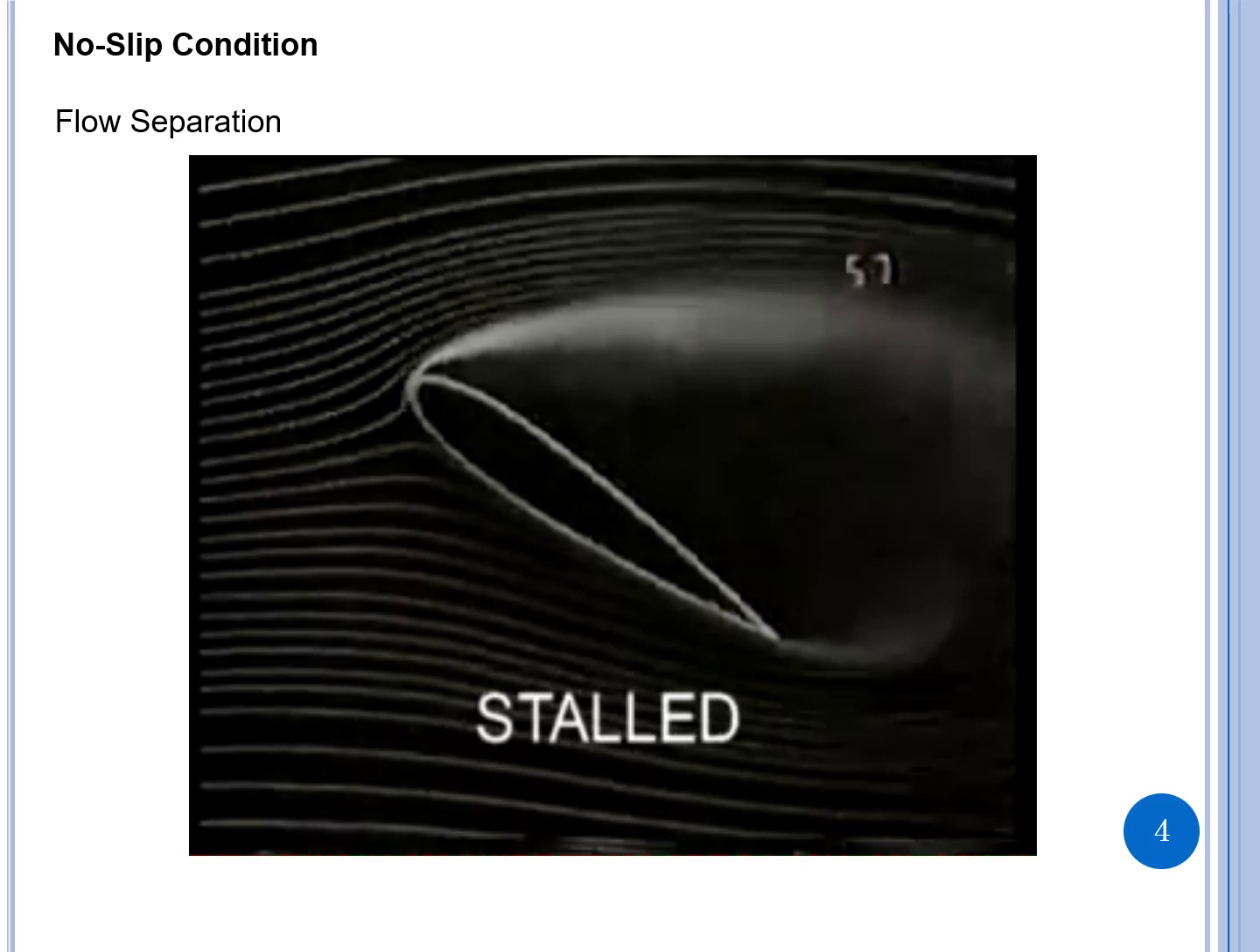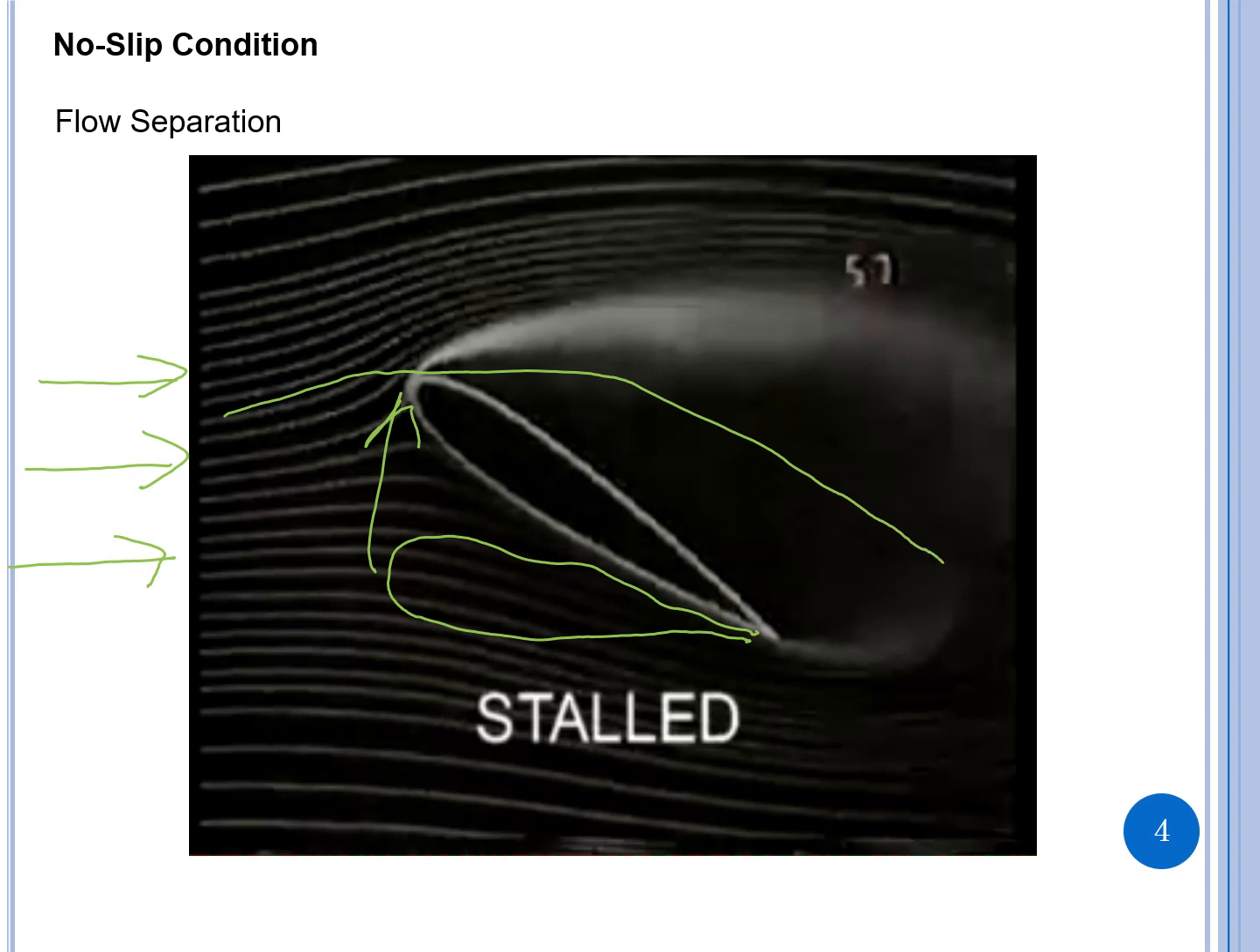So in this video, the fluid was moving from this side. Then there was some angle of attack. As the aerofoil moved from this position to upward, because of the velocity, there was a kind of flow separation. Now this region underneath the fluid, this is called wake.